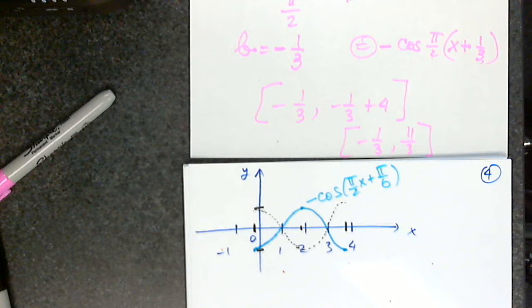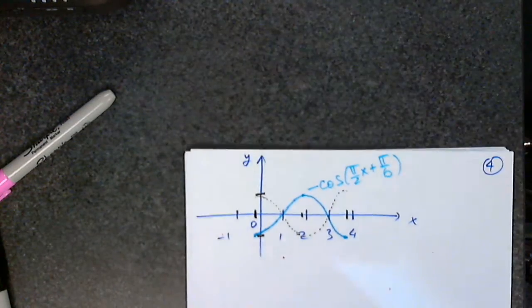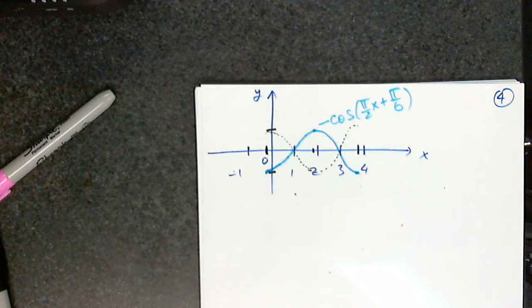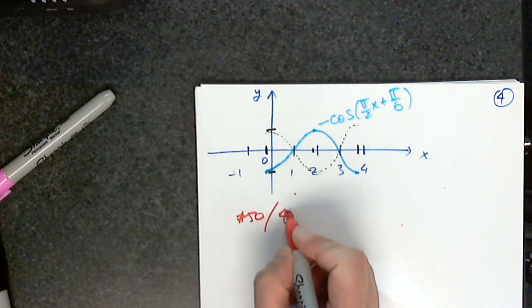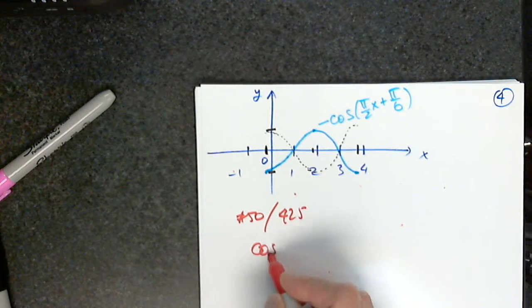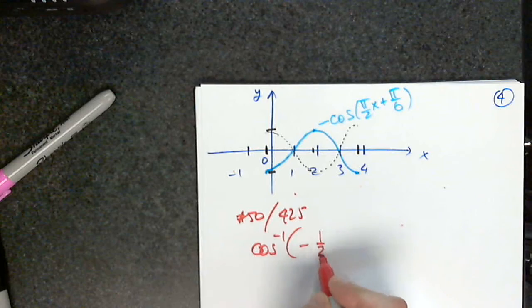Let's also look at problems 49 through 52. Any questions on this graph? Okay. Find the exact value of each expression if it is defined. So let's say 50 on page 425: cosine inverse of negative 1/2.